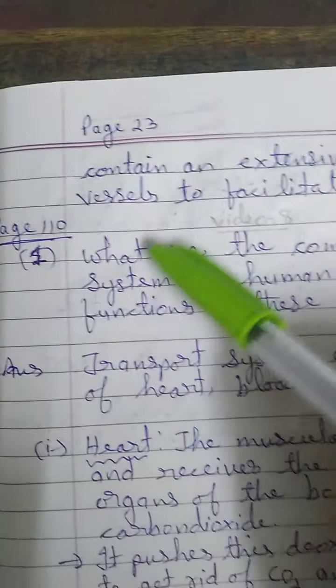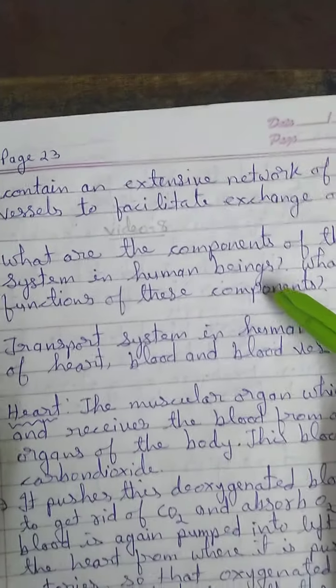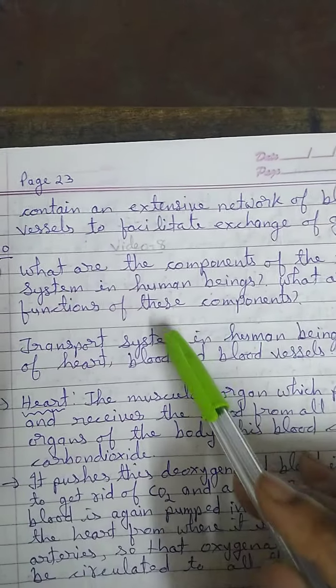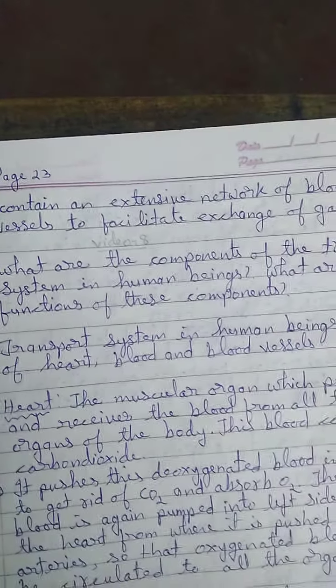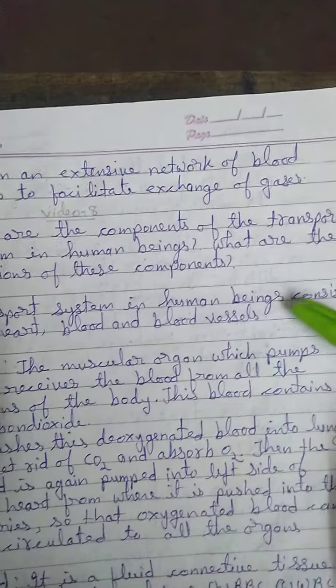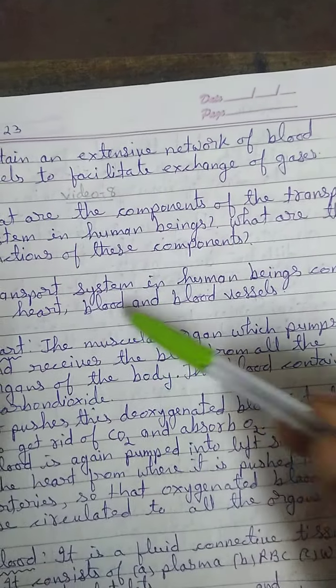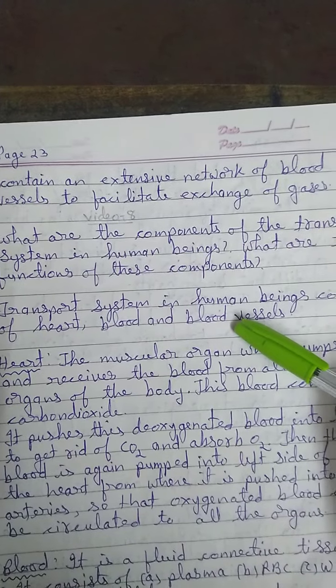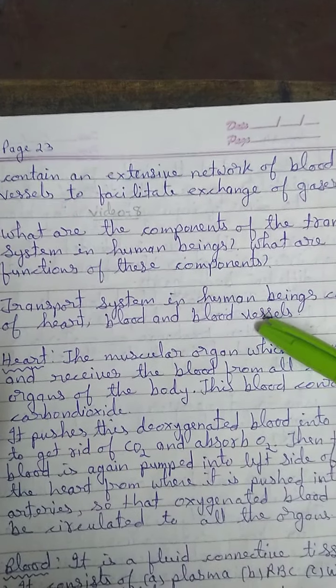This is an in-text question on page number 110. See your page number 110, in-text question number 1. What are the components of the transport system in human beings, and what are the functions of these components? The transport system in human beings consists of heart, blood and blood vessels. These are the three things which help in the transportation of substances inside the body.